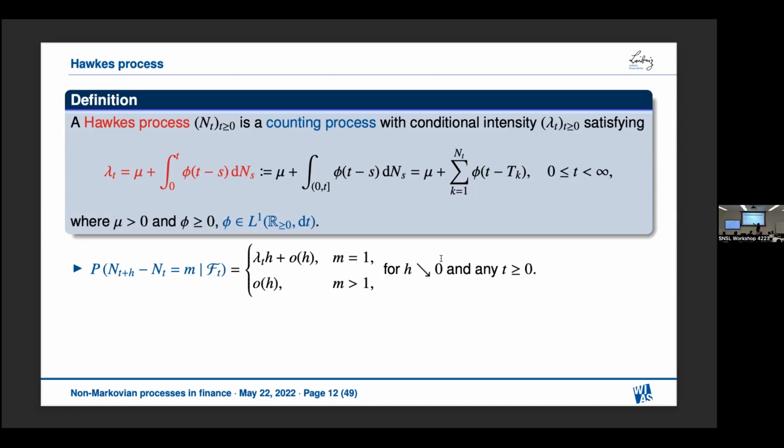Yeah, non-negative, that is related to the self-excitation. So you could have negative phi, which would mean that you have a self-regulation. So basically, that means an event happens, and that means for some time it's very unlikely that another event happens. Of course, you would have to take care a little bit that the total intensity still stays positive. But I'm just saying that that is not a priori useless. It's just something that we don't want to talk about in this lecture here.